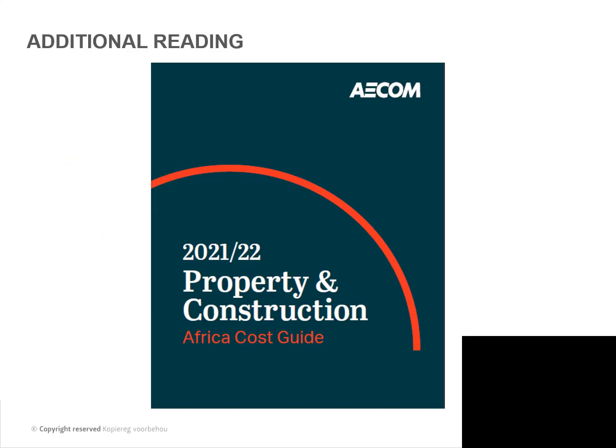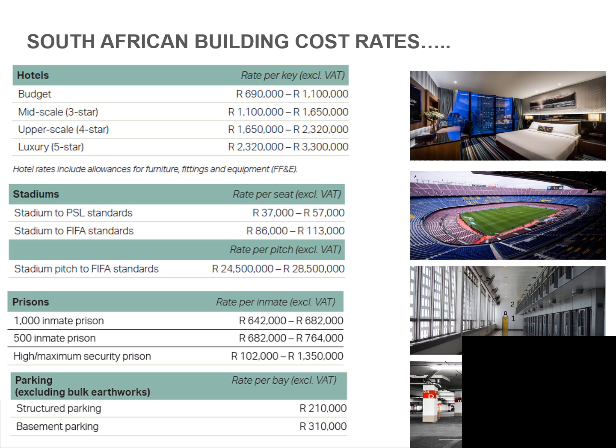Okay, then you can have a look at some additional work. I've included the construction guideline costs, so the newest rates that are available on Blackboard. So just take note of these items. Look at items per key or per seat, per inmate if it's a jail, per parking, etc. But always read the fine print at the bottom. The hotel rates include allowances for furniture, fittings, and equipment. So you don't have to go and include that additionally to your estimate.